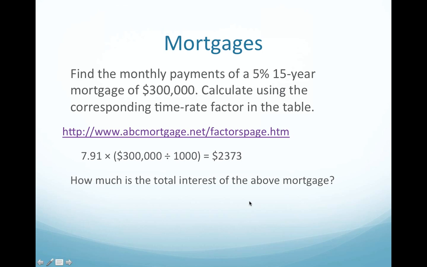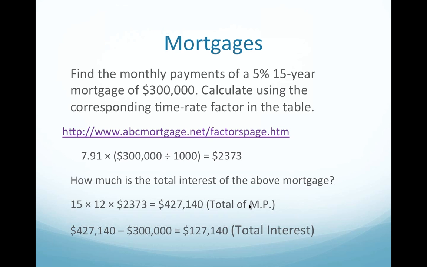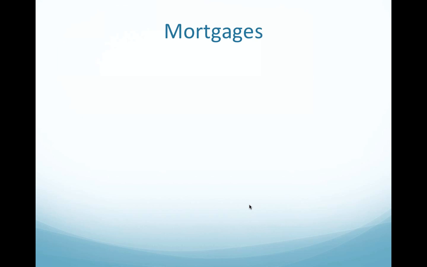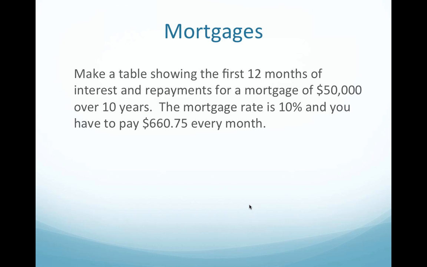Now we want to know how much the total interest of the above mortgage is. If we take 15 multiplied by 12, because there are 12 months in a year for 15 years, and multiply that by 2,373, because that's our payment each month, that's going to give us $427,140 for the total paid on the above mortgage. Then we'll take that amount and subtract the 300,000 that we borrowed. And so our total interest is going to be $127,140.